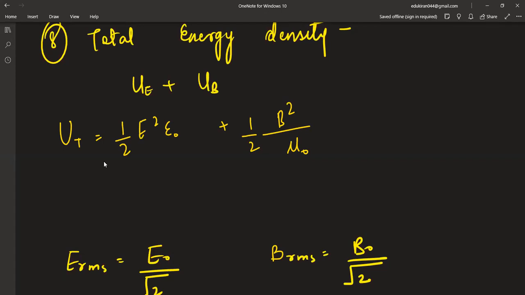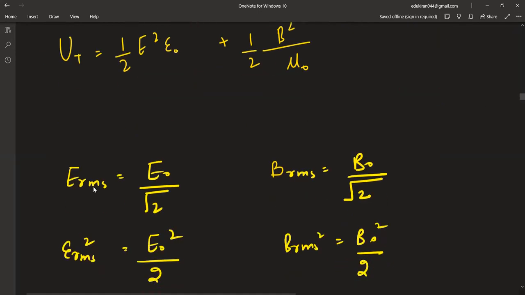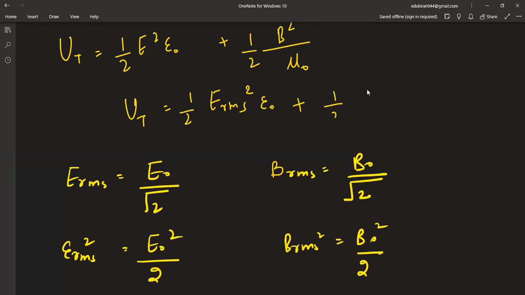There was a relation in alternating current we had seen regarding the peak value and the RMS value. See, it's written over here: E RMS will be E naught by root 2, and B RMS is B naught by root 2. So here as well, the energy specified over here is in terms of RMS. I can write it in this manner or this, both are the same: half E RMS square into epsilon naught plus half B RMS square by mu naught.